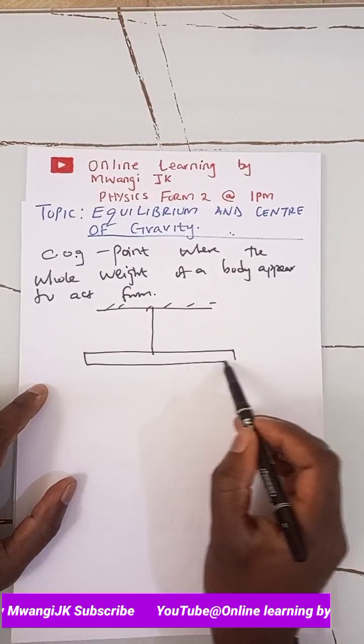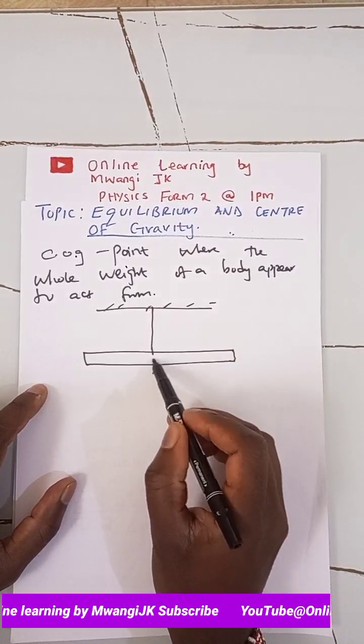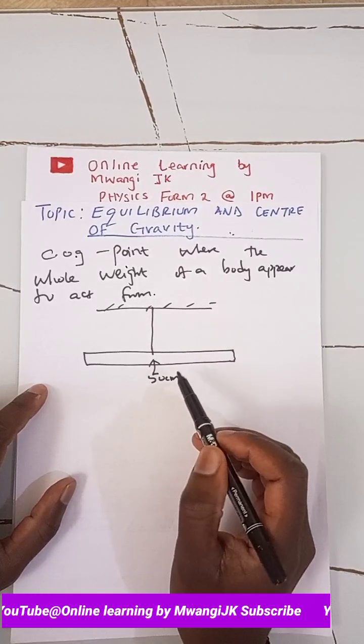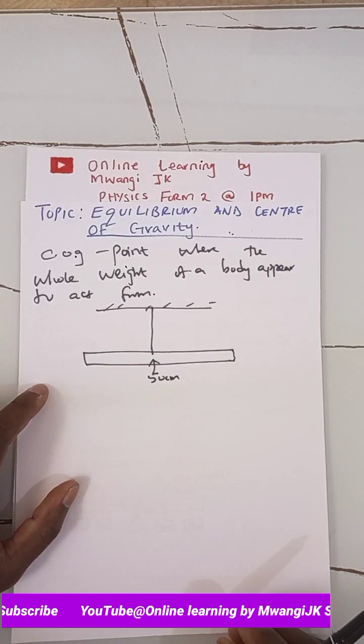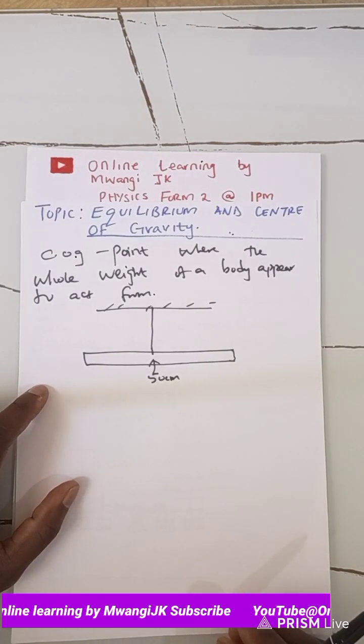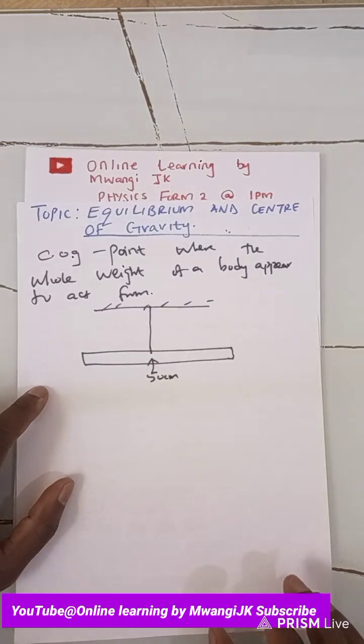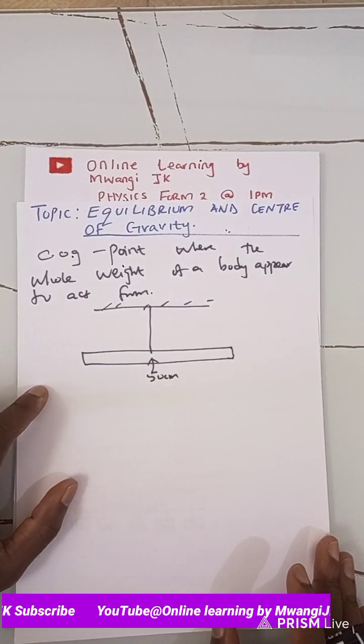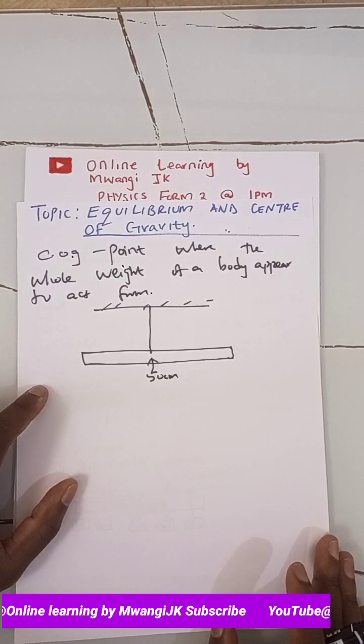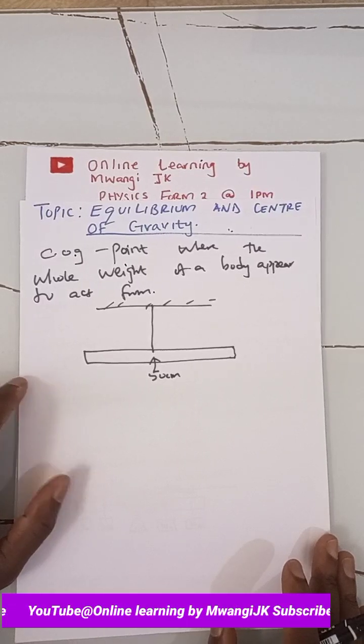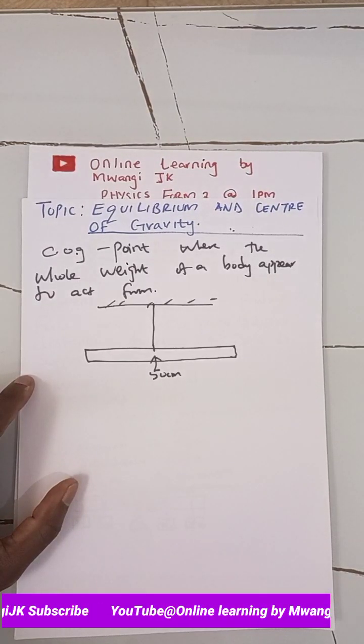Because we know that the meter rule is uniformly made, it will appear to balance at the 50 centimeter mark. And that means at that 50 centimeter mark, that is where we have the center of gravity of the meter rule. Actually, we can use our hand to try to balance the meter rule, and the meter rule will not fall off on either side.